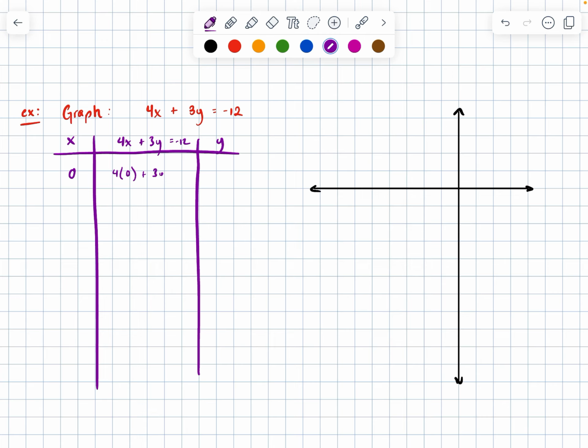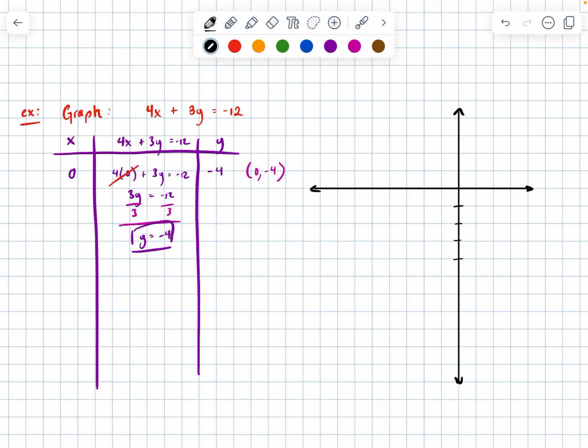So every time I see x, I'm going to replace it with 0, and I'm going to solve for y. Well, 4 times 0 is 0, so that just leaves me with 3y is equal to -12. Divide both sides by 3 to isolate our variable y. y is equal to -4. So if x equals 0 and y equals -4, that tells me the point 0, -4 is on my graph. 0, -4, well, the 0 for x tells me I'm moving 0 units to the left or right.